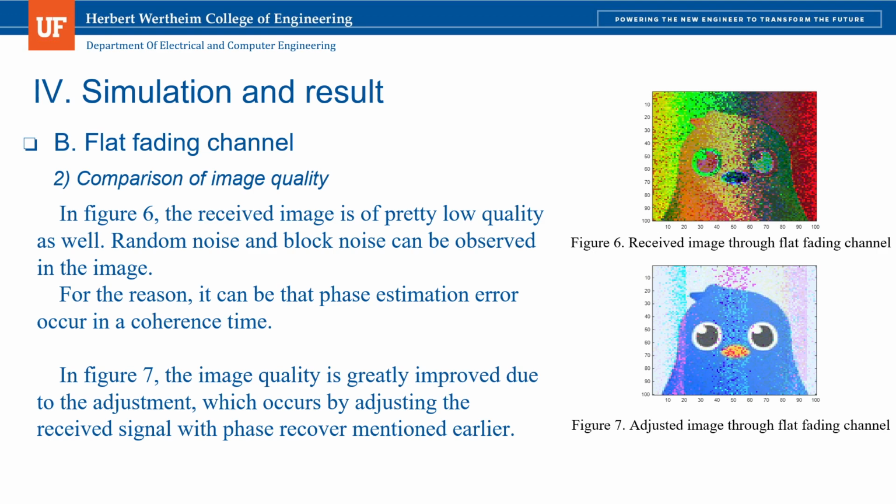And second, we need to do the comparison of image quality. In figure 6, the received image is of pretty low quality as well. Random noise and block noise can be observed in the image. For the reason, it can be that phase estimation error occurs in a coherence time.